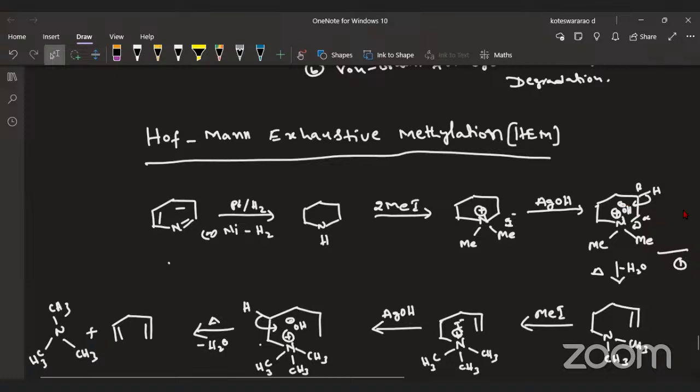After one HEM is done on this particular molecule, a double bond is generated along with a tertiary amine. Later, it is subjected to the second HEM. Then it leads to the formation of this unsaturated system, containing 5 carbons, right?